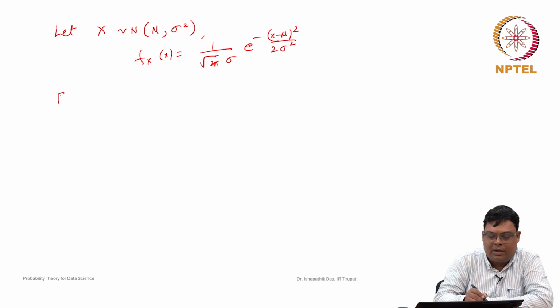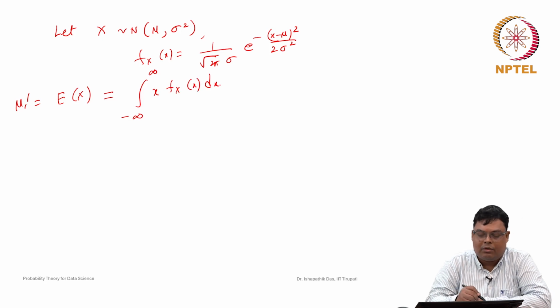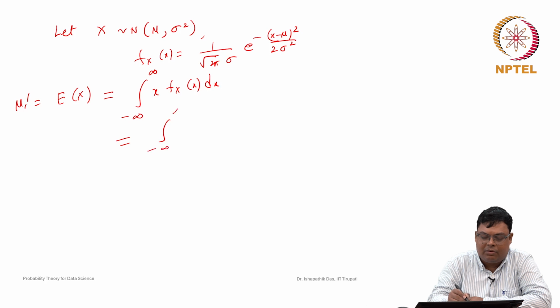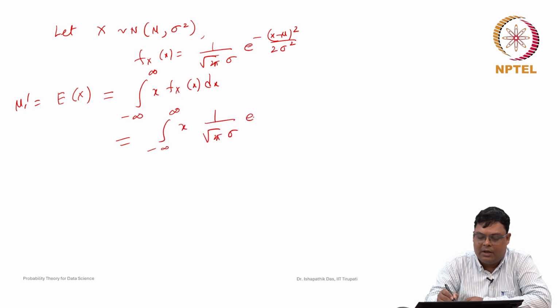What is the mean, the expected value of X, mu 1 dash? This is equal to the integration from minus infinity to plus infinity of x f_X(x) dx. This is the formula we know. So, this is the integration of x times 1 by root 2 pi sigma e to the power of minus (x minus mu) whole square by 2 sigma square dx. Now we have to do this integration.